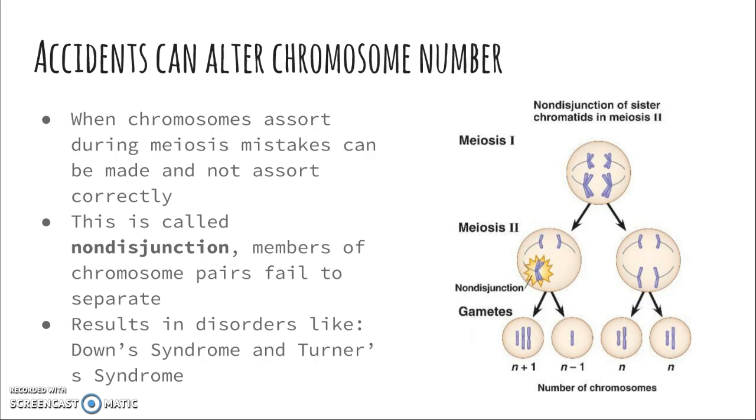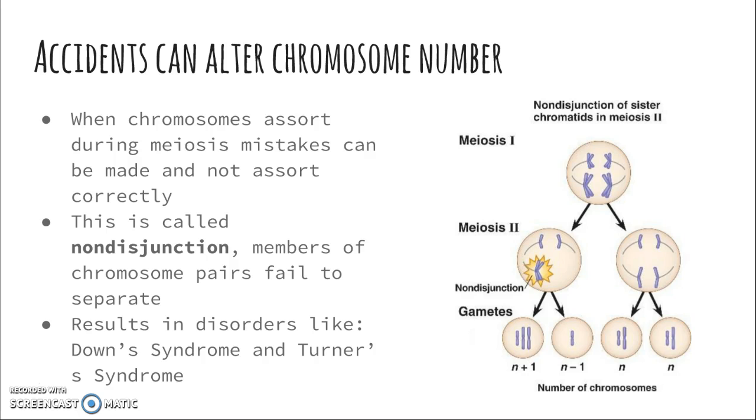So, now let's think about this. Accidents happen all the time. They happen in biology too. And we know accidents happen because we know about things like Down syndrome. So, accidents that can alter our chromosome number are going to be mistakes that occur through meiosis when our chromosomes do not assort correctly. And this is called non-disjunction.